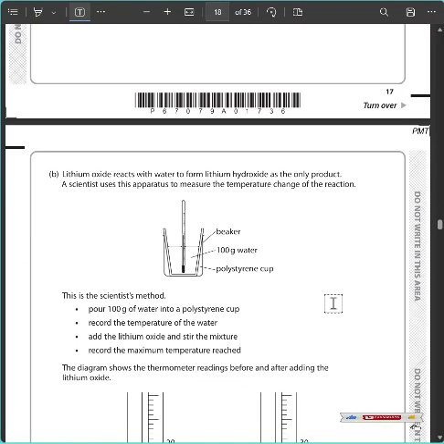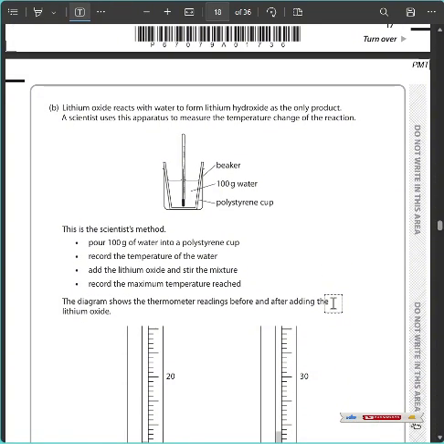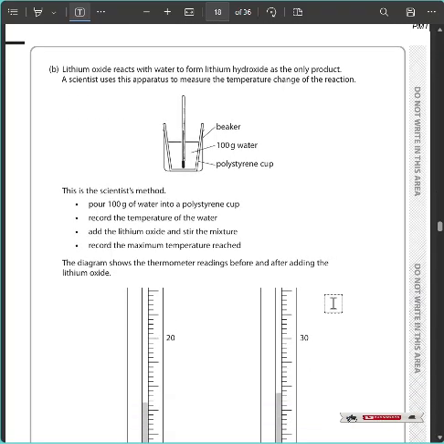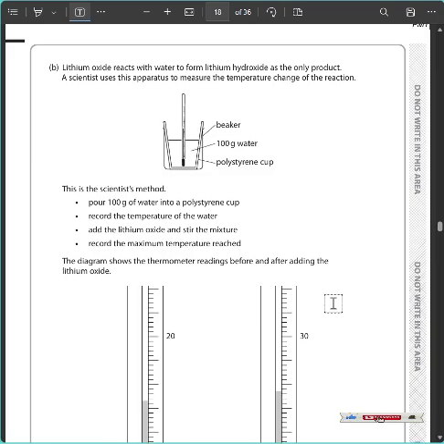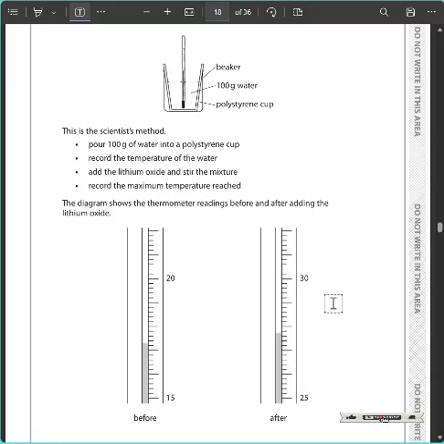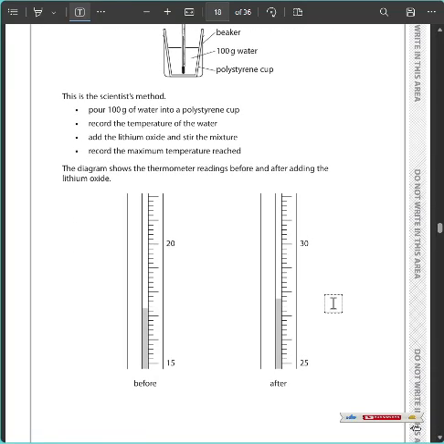B1. Lithium oxide reacts with water to form lithium hydroxide as the only product. A scientist used this apparatus to measure the temperature change of the reaction. This is the scientist's method. Pour 100 grams of water into a polystyrene cup. Record the temperature of the water. Add lithium oxide and stir the mixture. Record the maximum temperature reached. The diagram shows the thermometer readings before and after adding the lithium oxide.